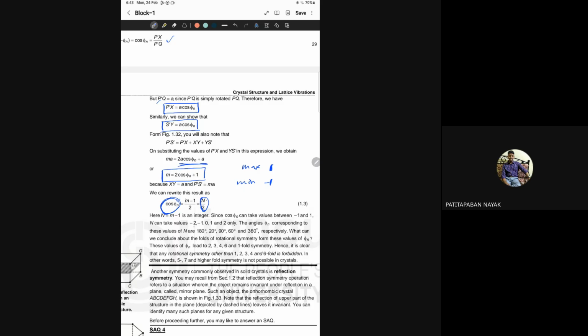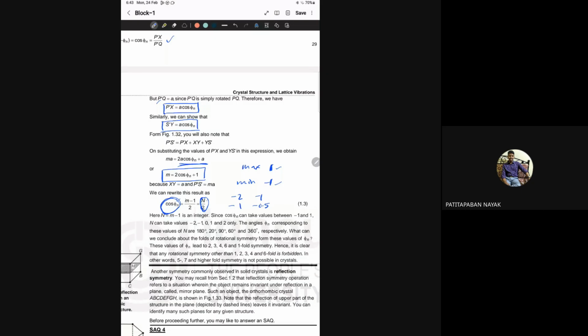So if we take n equal to minus 2, then the value will be minus 1. For n equal to minus 1, it will be minus half, because the maximum is 1 and the minimum is minus 1. So for n equal to minus 2, cos phi is equal to minus 1. For n equal to minus 1, cos phi is equal to minus 0.5.